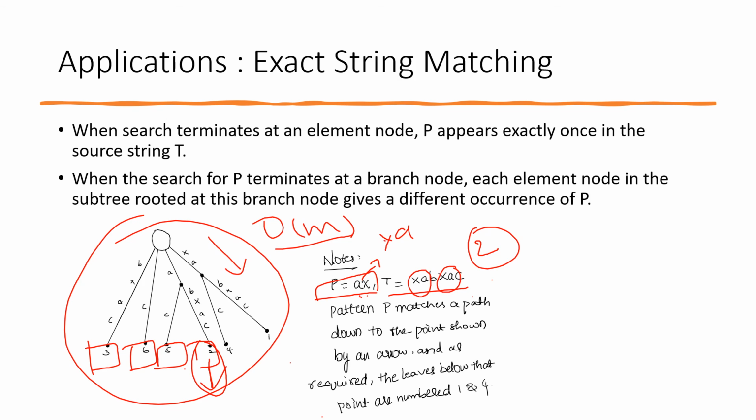So if we pass XA and reach positions 1 and 4, it means we are able to get two occurrences, at the first position and the 4th position. So these leaf node labels give us the number of occurrences of the particular pattern in the text tree. By traversing through these subtrees, we'll be able to find k occurrences if the pattern exists, in O of n plus k time, as we already told in the previous slide.